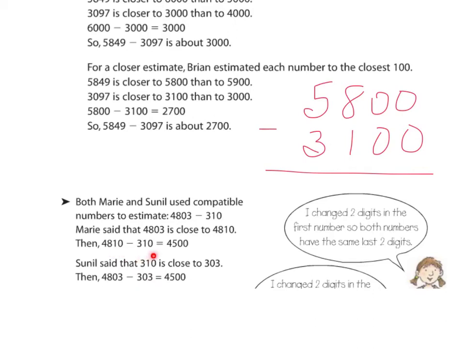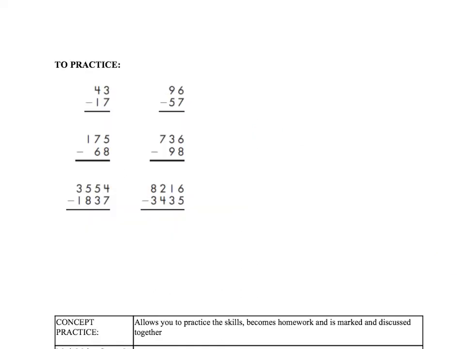Just like these both end in 10, which makes them easy to work with. They changed the two digits for the first number so that both numbers have the same last two digits, which makes it much easier to work with, which makes them compatible, because compatible numbers are numbers that are easy to work with. All right, now you're going to practice.